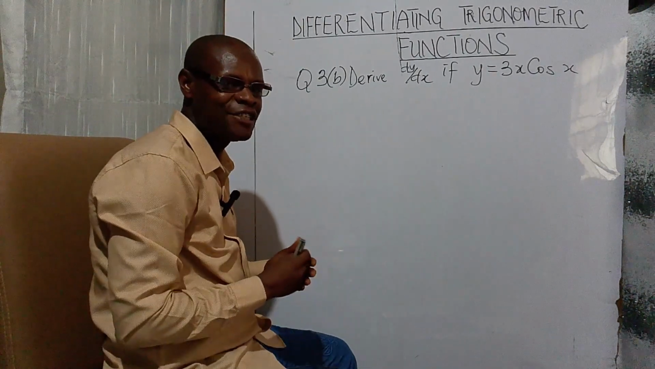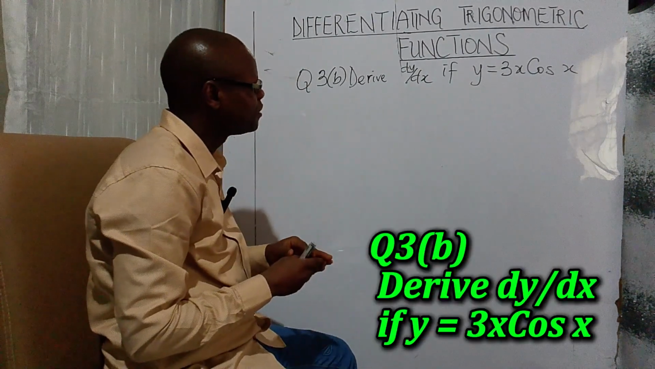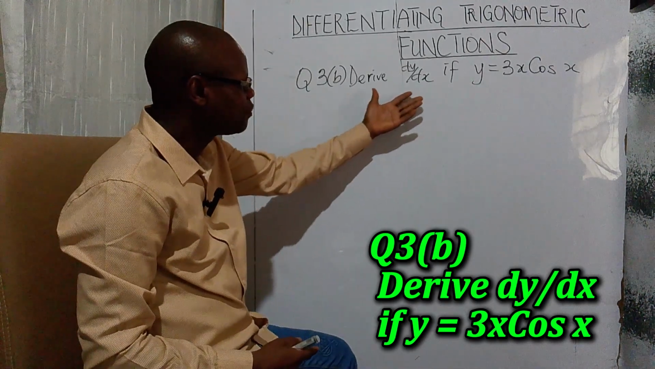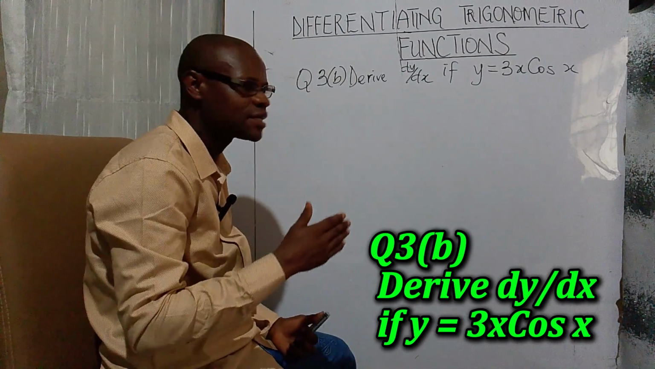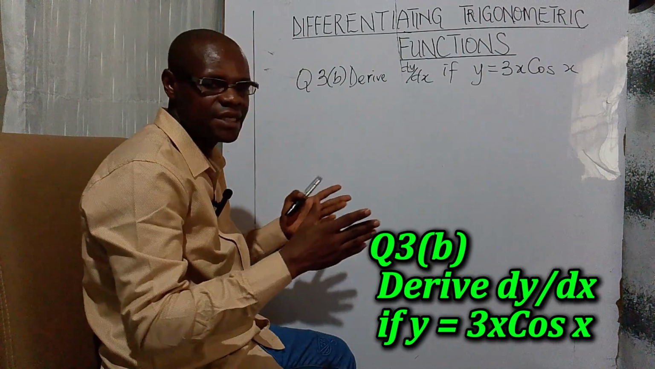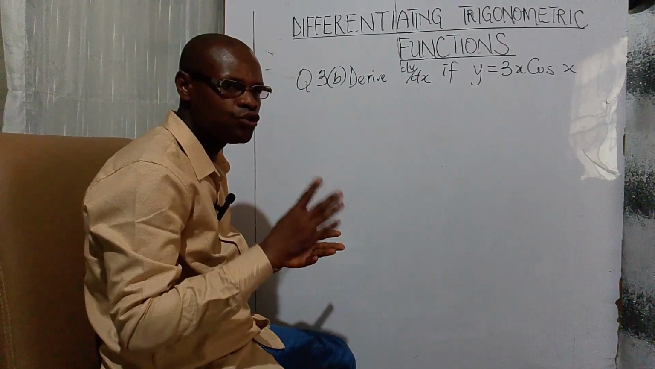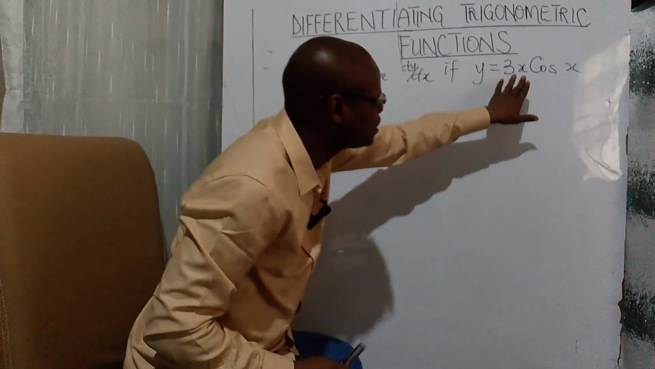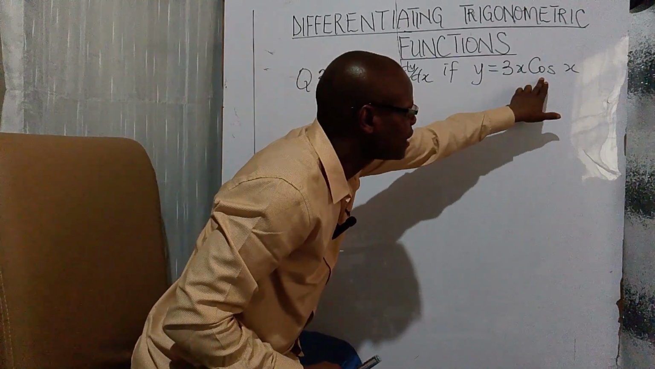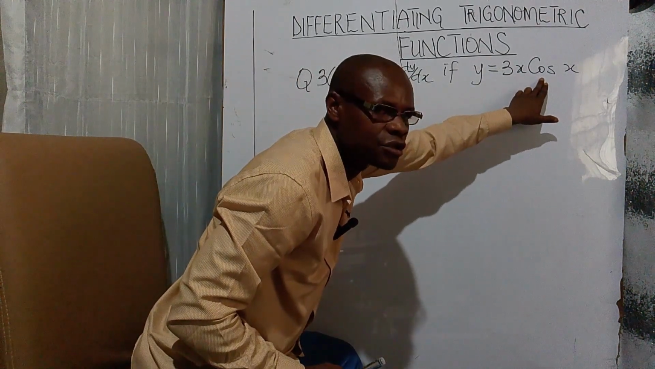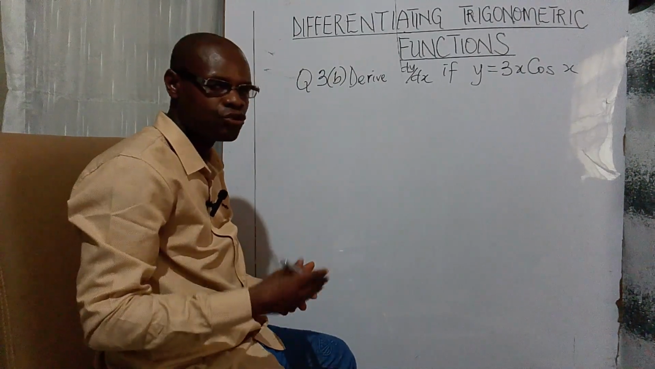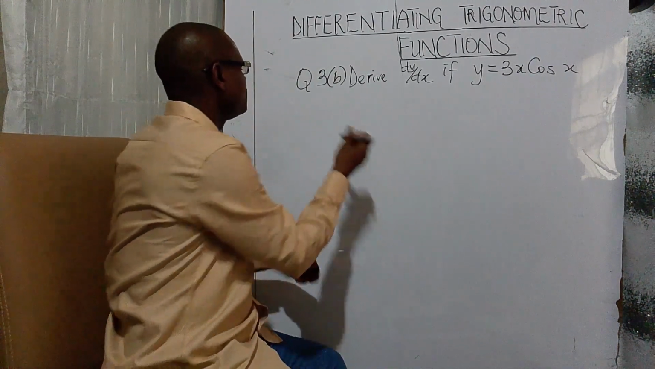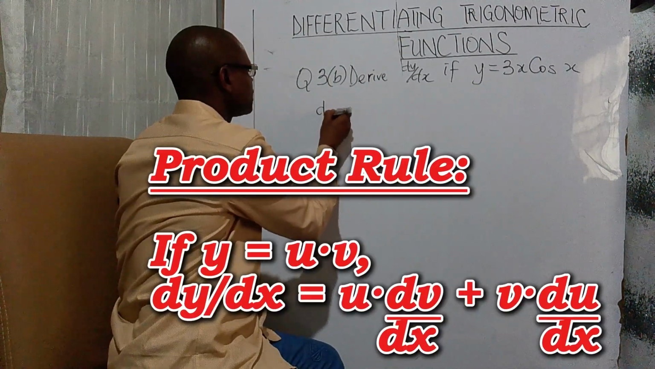Now let's proceed to question 3b. Here we are asked to derive dy dx if y is equal to 3x cos x. So this is a product of two functions. We are using 3x to multiply the trig function cos x. So therefore, we are going to apply the product rule. And here is what the product rule looks like.